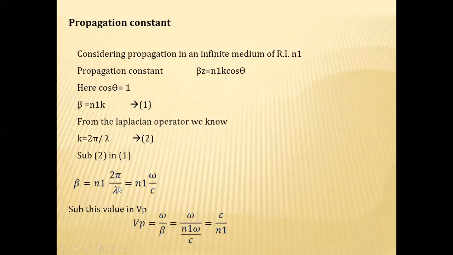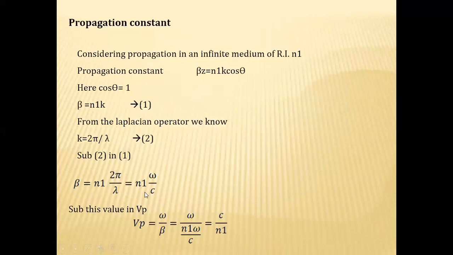So that is for lambda, the value is C by F. Here we will get C and here F. Now we know the value of 2 pi F is nothing but omega. So by substituting the value, we will get beta is equal to N1 into omega by C.